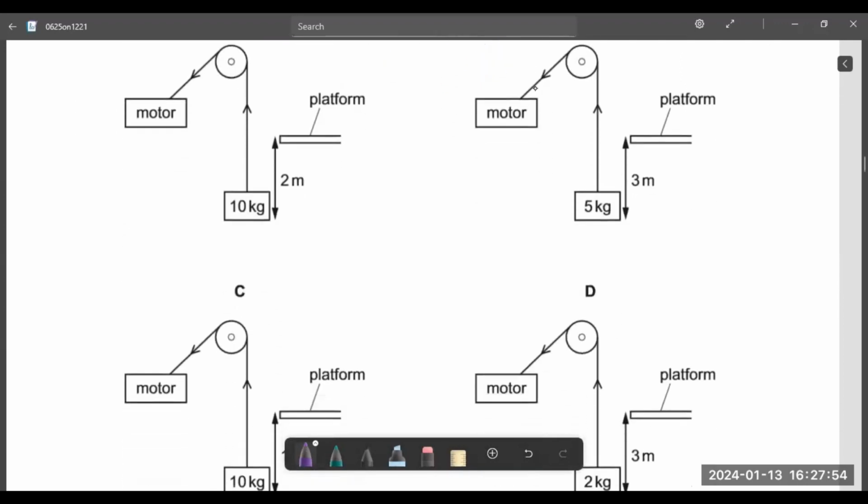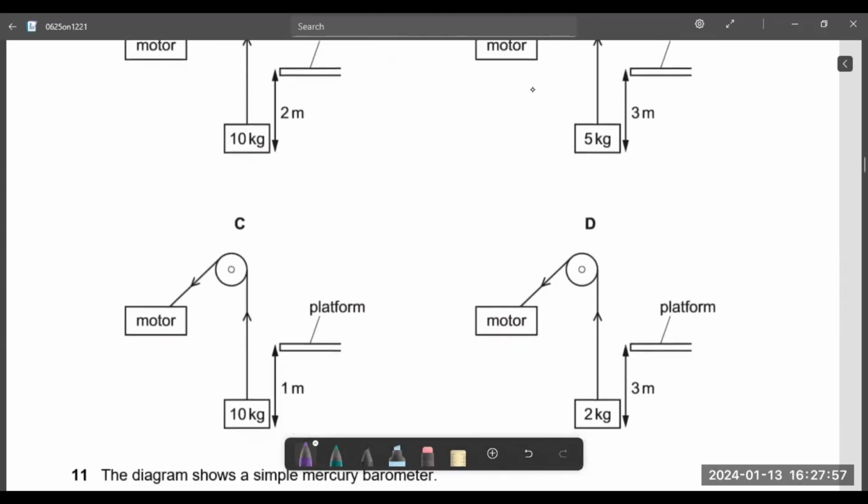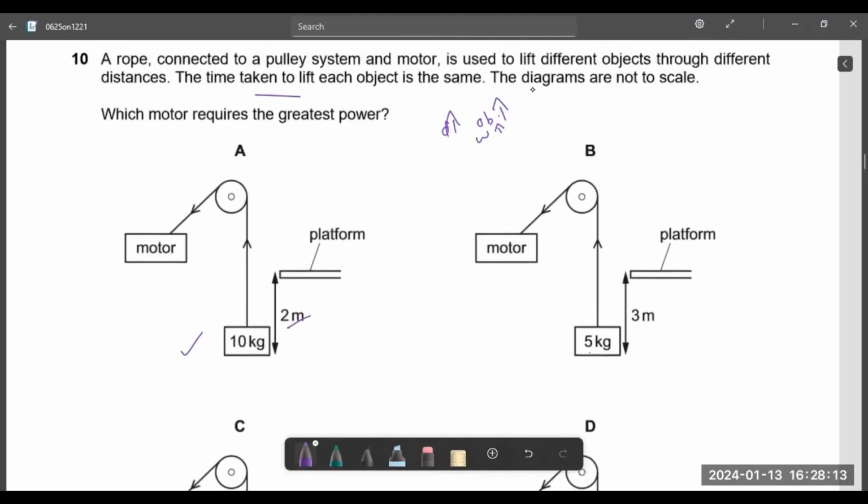So we will calculate this. Out of this, the weight is more. This is 10 kg, 5 kg, 10 kg, 2 kg. So in these two cases, weight is more. And here it is, distance is more comparing to C. So here the right choice is A. Both the weight and distance is more.